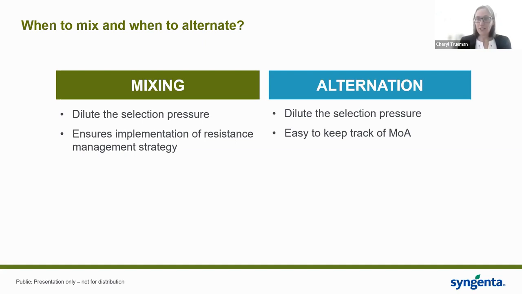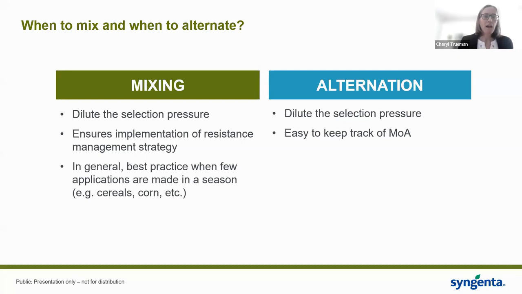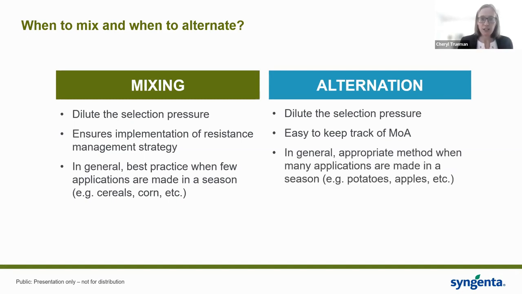But with alternation in multi-spray crops, where we're applying multiple applications in a year, it can start to get a little bit confusing when everything's premixed, because you have different modes of action and you're trying to alternate and do all the right things. So sometimes with alternating, it's easier to keep track of the mode of action versus a premix. In general, mixing is the best practice when there are fewer applications, but alternation is considered to be okay when there are many applications made in a season.